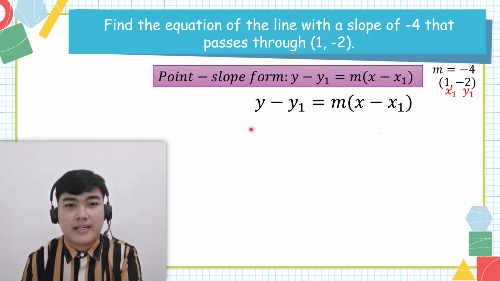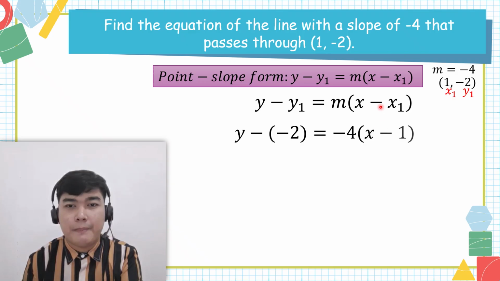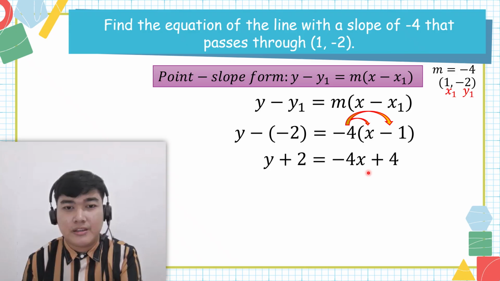From our formula, we can substitute the value of the slope and the point. The value of y sub 1 is negative 2, equals the value of m is negative 4 times the quantity x minus the value of x sub 1, which is 1. We come up with y minus negative 2 equals negative 4 times the quantity x minus 1. This will become y plus 2 equals, and we can solve this using the distributive property. Negative 4 times x is negative 4x. Negative 4 times negative 1 is positive 4.